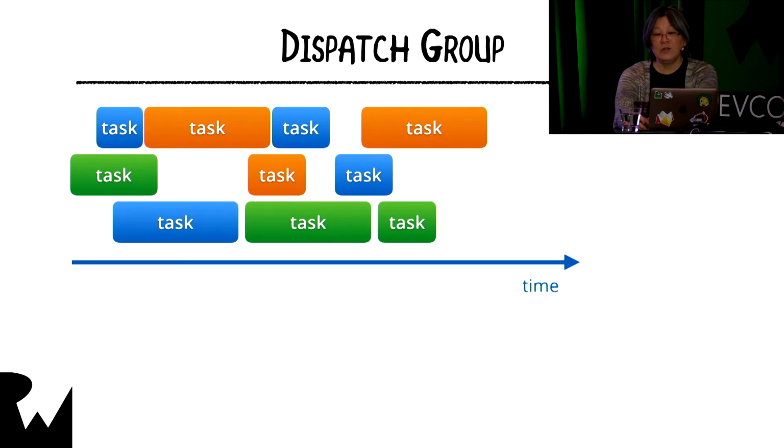Now the other cool GCD feature is the dispatch group. If you want to know when all the green tasks have finished, you add them to a dispatch group. And similarly you can do that for the blue and the orange tasks. And then you can be notified when all the tasks in a group are completed.